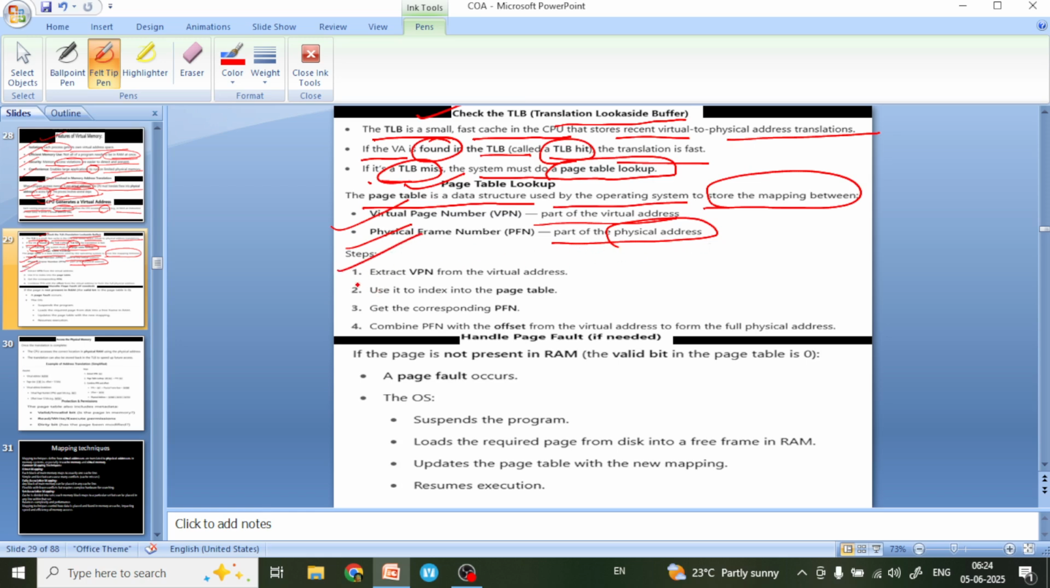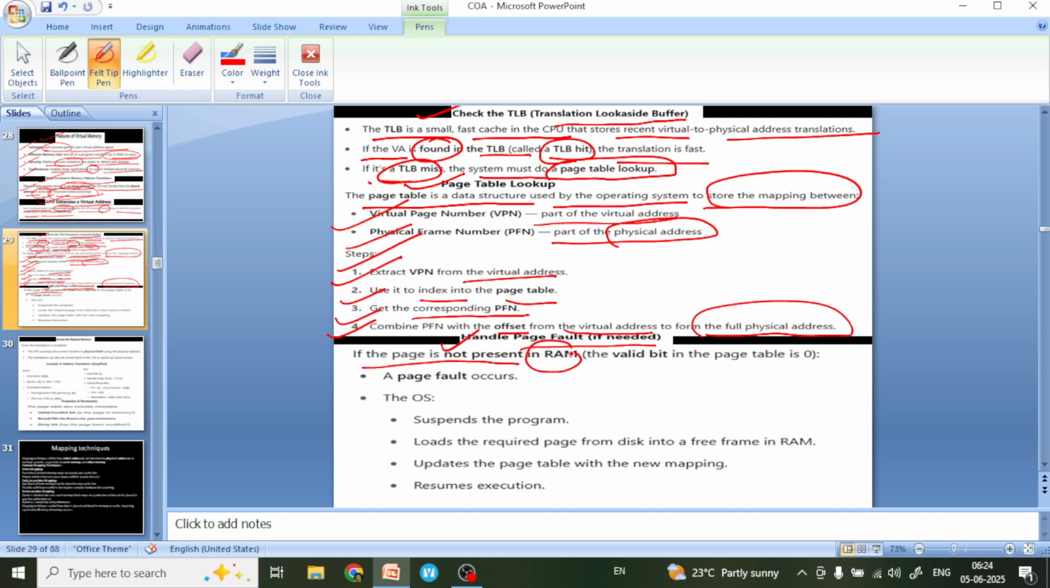Steps: first, it extracts the virtual page number from the virtual address. Then it uses it to index into the page table. After that it gets the corresponding physical frame number and combines it with the offset from the virtual address to make a full physical address. After that, handle a page fault if needed.